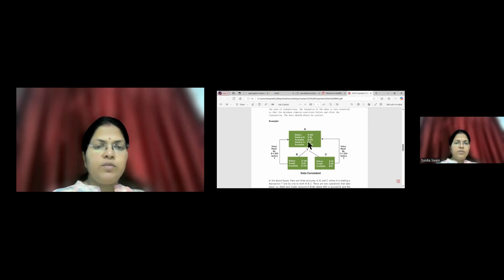Suppose again another debit to C, that is $20. So now the available balance in account A should be $230. And in C, one credit amount should be $20. So in C, before the transaction, it was $50. Credit amount is $20, so the available balance should be $70. Before the transaction, account B is having $100. Credit amount is 50, so the available balance should be $150.